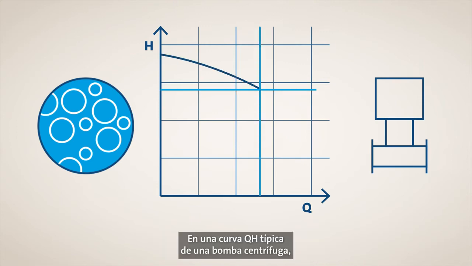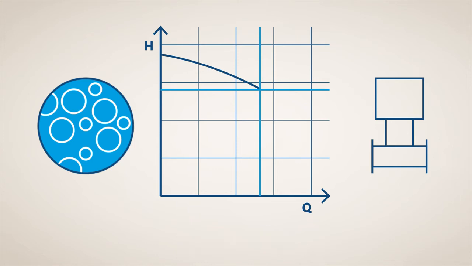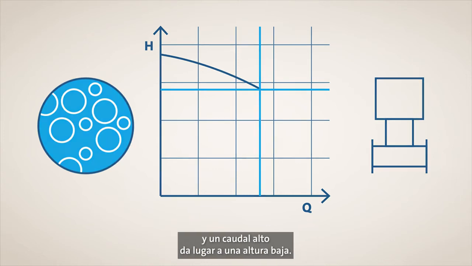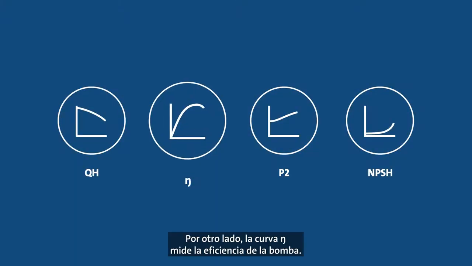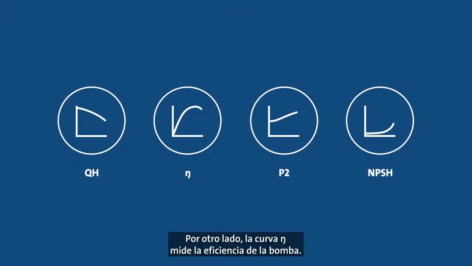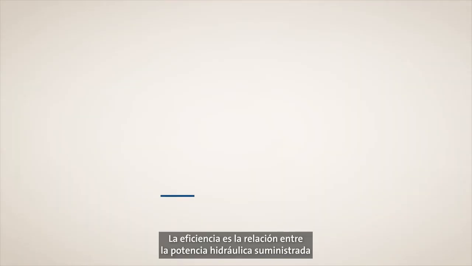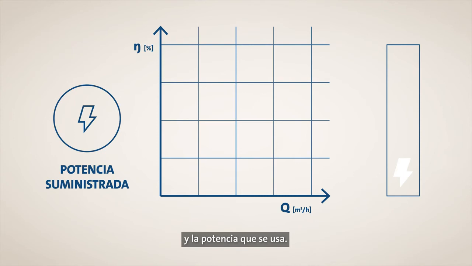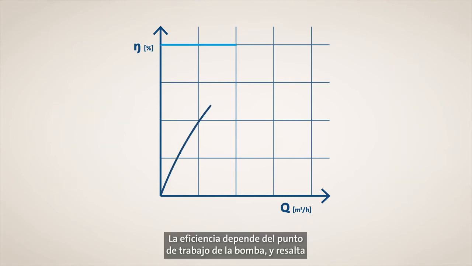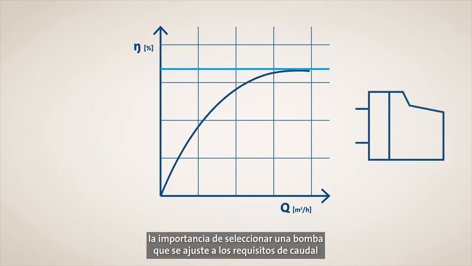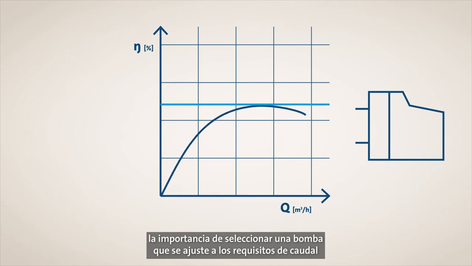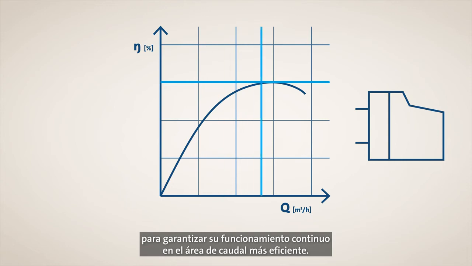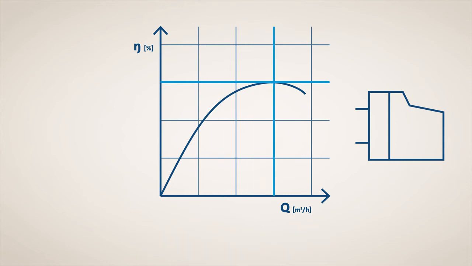In a typical QH curve for a centrifugal pump, low flow results in a high head and high flow results in a low head. The eta curve, on the other hand, measures the pump's efficiency. Efficiency is the relation between the hydraulic power supplied and the power that is used. The efficiency depends on the pump's duty point, underlining the importance of selecting a pump that fits the flow requirements to ensure that it is always working in the most efficient flow area.